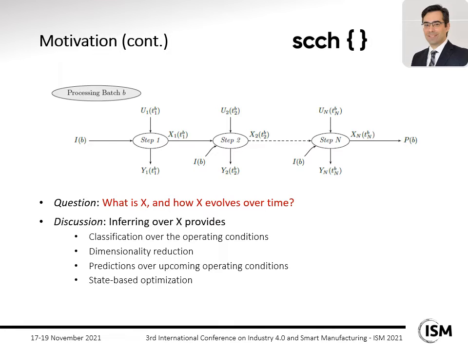Third, we can generate predictions over upcoming operating conditions, and this is usually achieved, especially in hidden Markov models, through the structure that is indirectly introduced into the system, meaning the states of a given step would depend on the states of the previous step. This introduced Markovian property has a significant advantage in generating predictions over the upcoming steps.